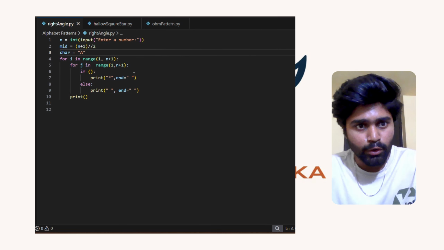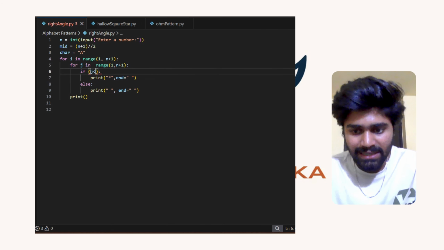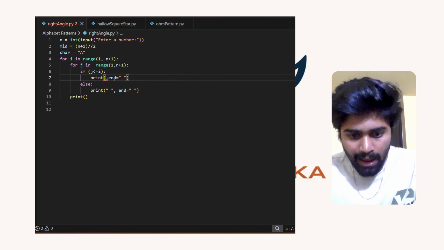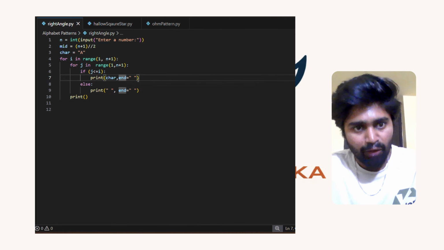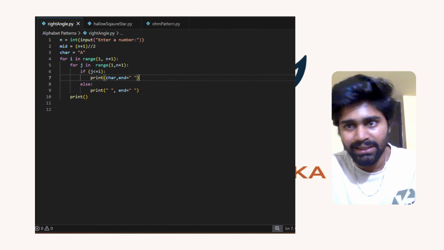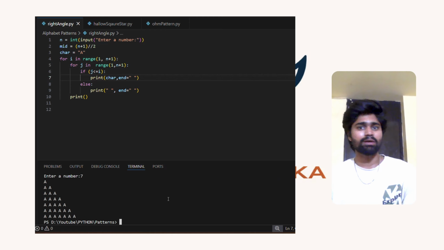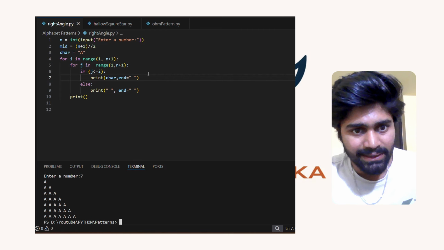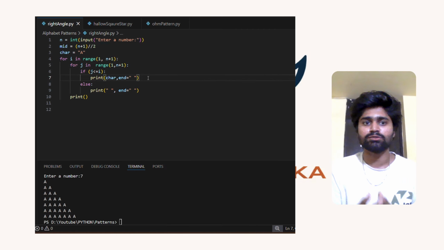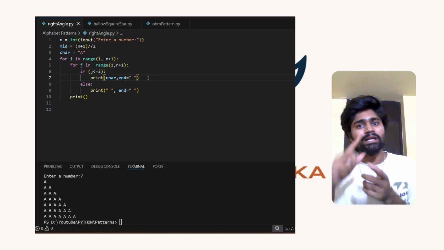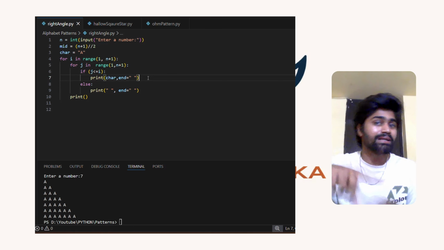So now what I'm going to do here, whenever that condition is satisfied, whenever j is less than or equal to i, instead of printing the star here, I'm going to print the character. After printing the character, we are getting A in every place of the star only. But whenever this condition is satisfied, first we need to print the character. After printing that character, we need to change the value of the character to the next character.